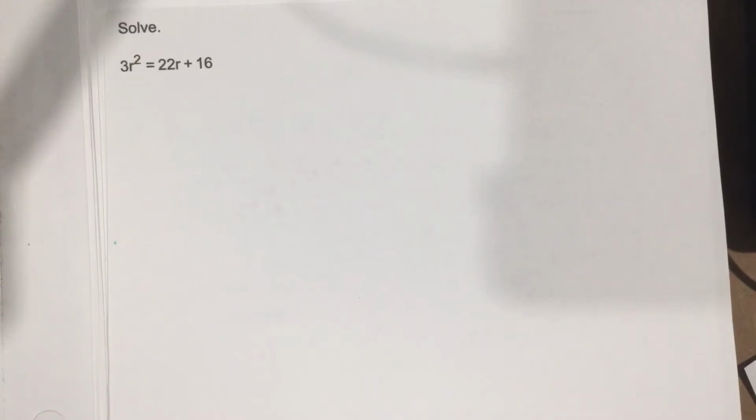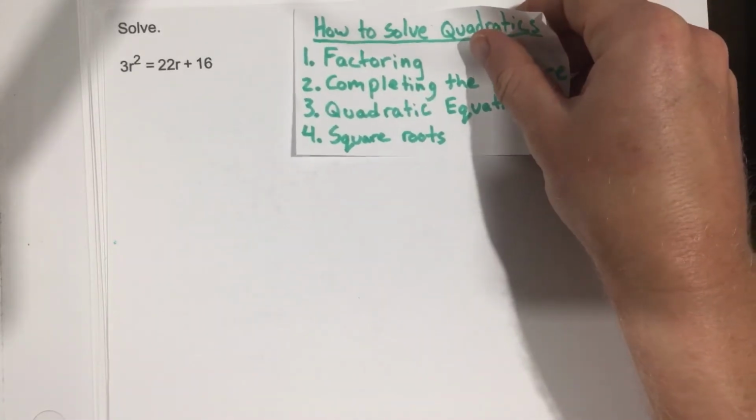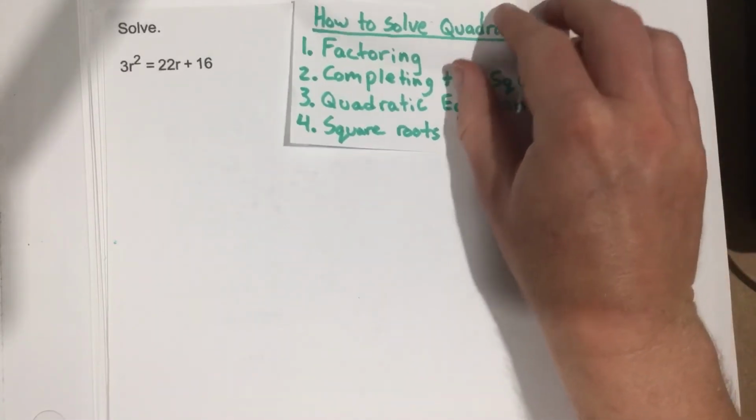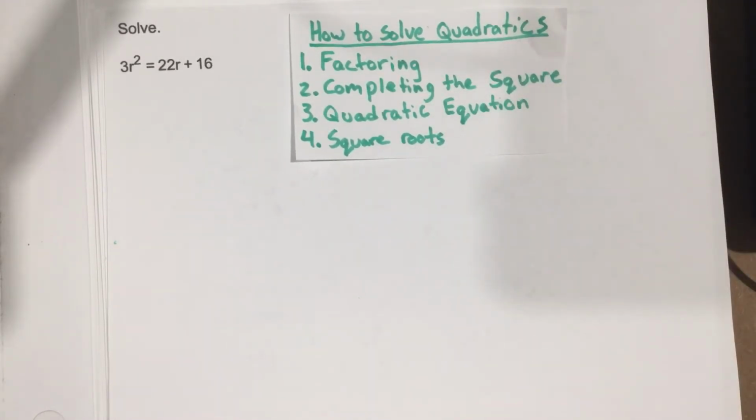This is problem number 2 from section 3.2. In this problem, they tell us to solve this equation. As you can see, that equation is a quadratic. So we have 4 different ways to solve quadratics, just like we talked about in the previous video.